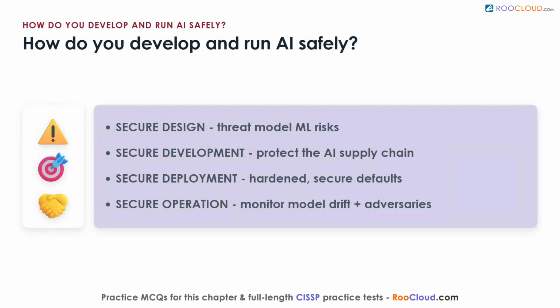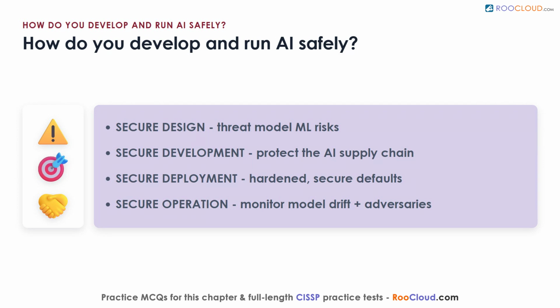How do you develop and run AI safely? As AI and machine learning become woven into software, secure AI guidelines from national cybersecurity authorities call for security across the entire AI lifecycle, built on a secure by design and secure by default mindset. It has 4 stages. Secure design treats security as a core requirement, with threat modeling tuned to machine learning risks like adversarial attacks and data poisoning.